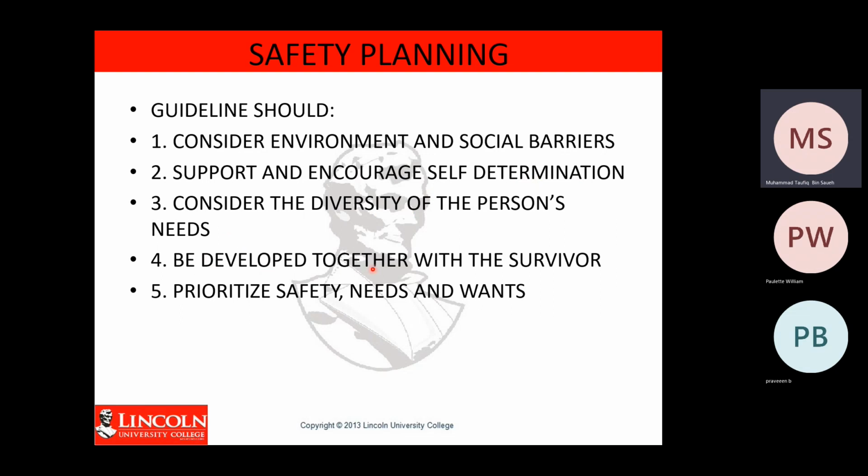Number five, develop together with the survivor, which means that if there is an employee that has an accident in your workplace, then you must contact them and try to communicate with them about how to prevent those situations from appearing again. So you must work together with the survivor of your factory. And then prioritize safety needs and wants. So you can use this guideline when you want to create your safety planning.